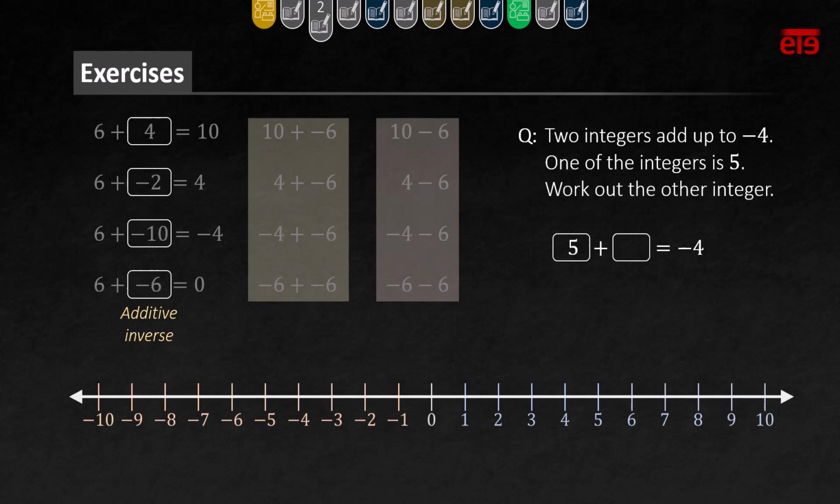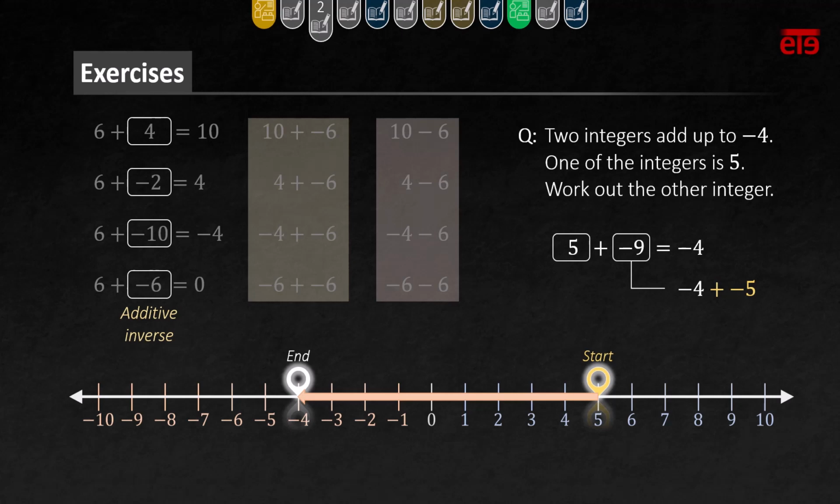The question can be solved by different methods. We can start counting from 5 towards -4. There are 9 steps between these two numbers and directed towards the left side. So the other number is -9. We can also add the additive inverse of 5, which is -5, to -4. We can subtract 5 from -4. All three methods give the same result.